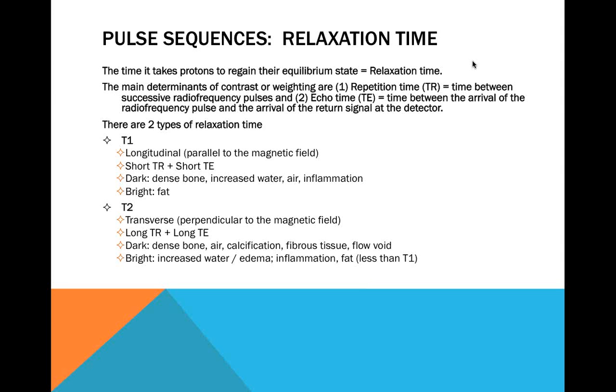So T2 is basically transverse or perpendicular to the magnetic field, and that's a long repetition time and a long echo time. What shows up as dark on T2 is dense bone, air, calcifications, fat and fibrous tissue. And what shows up as bright is increased water, edema, or inflammation. Fat can show up as white, but less so on T2. So for us, we prefer to use T1 images to look at the muscle tissue.